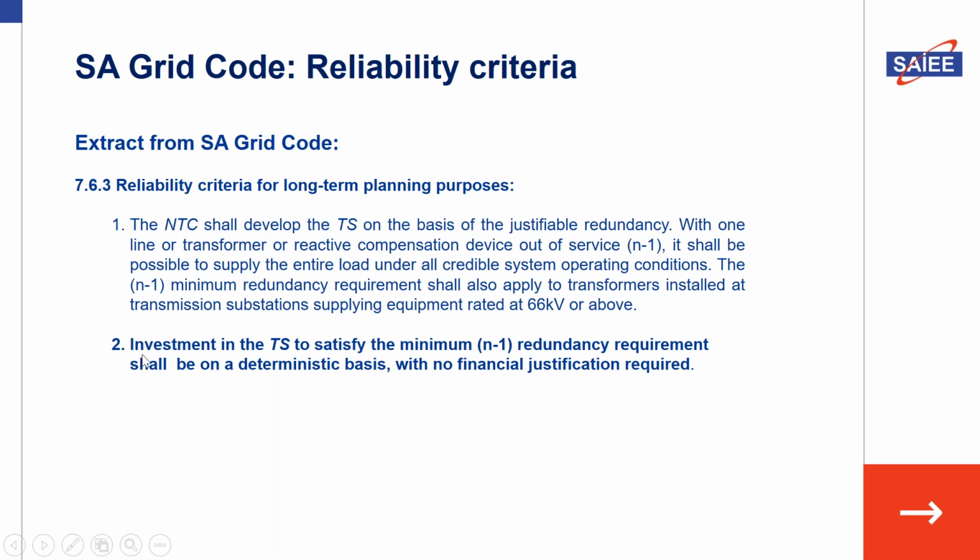Further, it states that the investment in the transmission system to satisfy the minimum redundancy requirements, which we often refer to as N-1, shall be on a deterministic basis with no financial justification required. The important thing to remember here is that it has to be on a deterministic basis, which means that if you know that there's going to be a problem on the system, do not wait for the problem to happen. You must resolve it or have plans in place to address the problems before they occur.